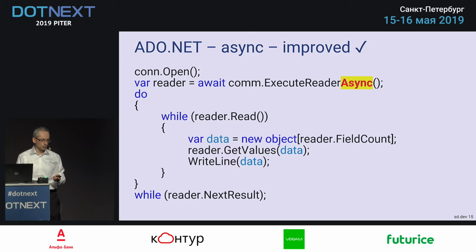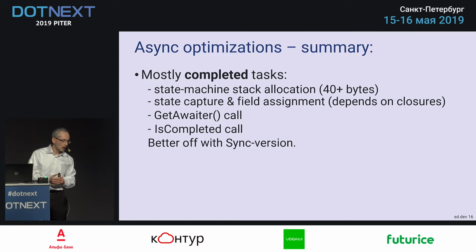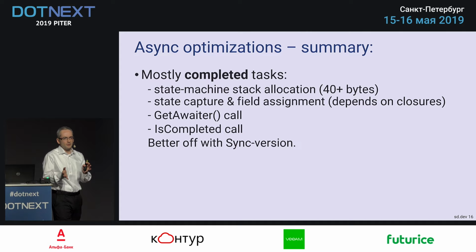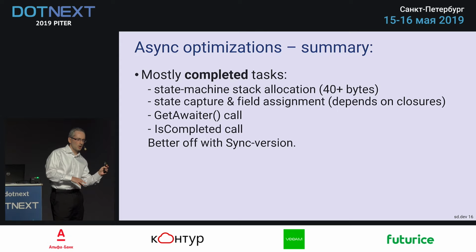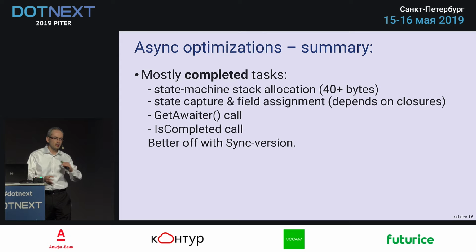So just to summarize the async optimizations that I've covered: for mostly completed tasks, you're going to be dealing with the state machine and task allocation, which itself will take at least 40 bytes for the state machine alone. On top of the state machine, you're also going to be dealing with various state capture and field assignment, which a lot of you might not be realizing because it's not that obvious. The reason that state capture and field assignment happens is that it really depends on what your code is doing, and it really depends on closures. Your closures might be closing over a large portion of the stack, which might include all kinds of fat and chunky variables.